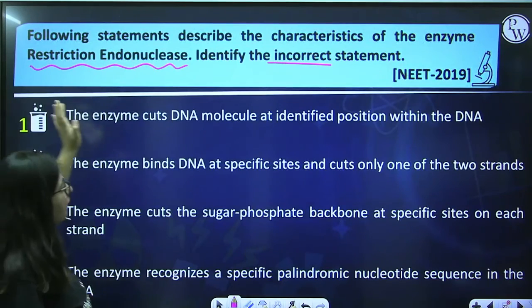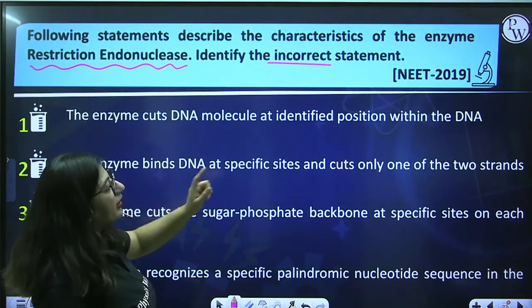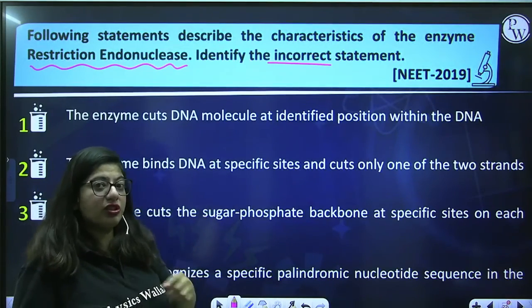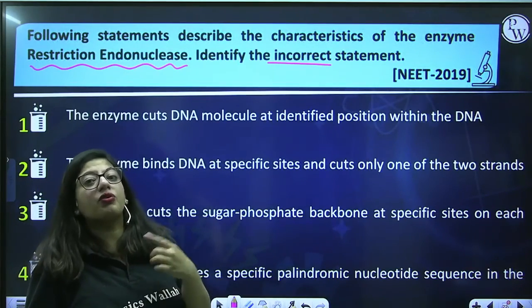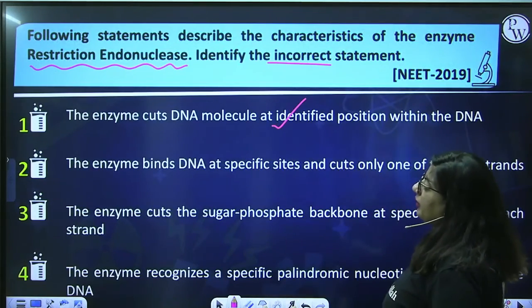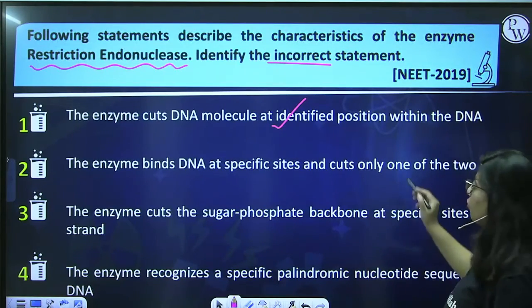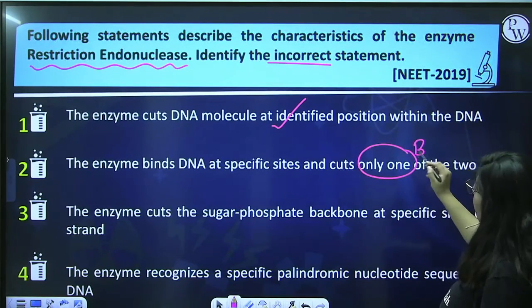Let's see. The first one says the restriction endonuclease cuts DNA at identified positions, the positions it can identify, which are recognition sequences. This is true. The enzyme binds DNA at a specific site, absolutely true. And cuts only one strand? No, both the strands. It will always cut both the strands.